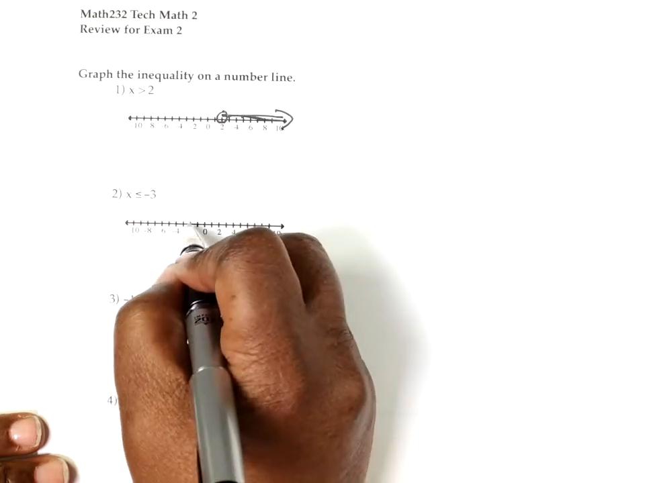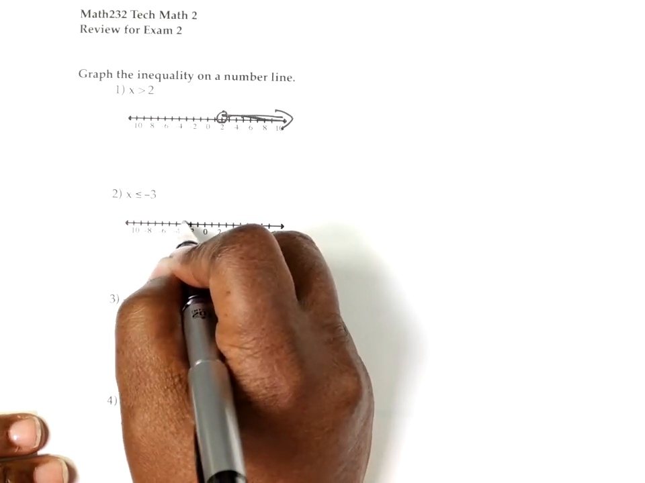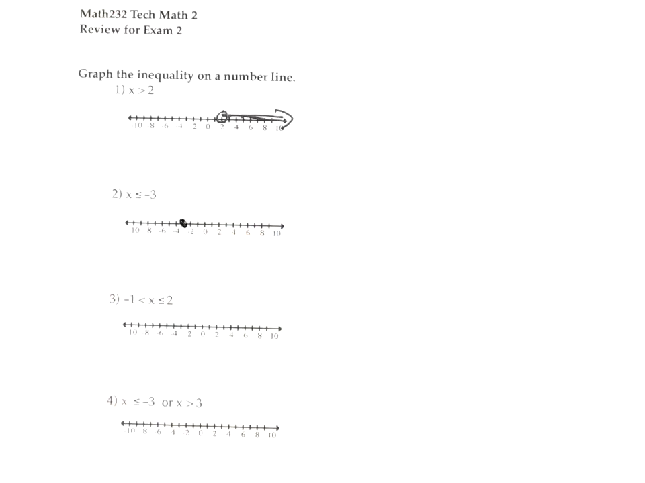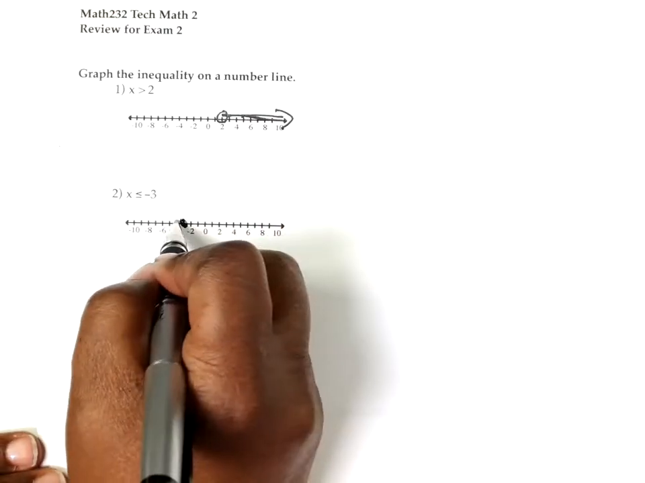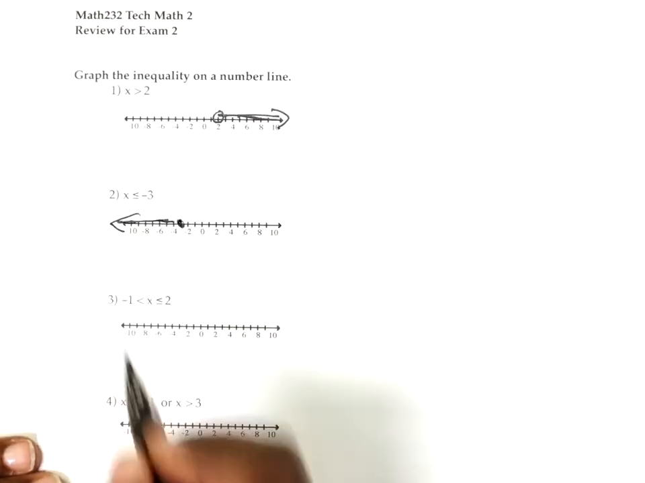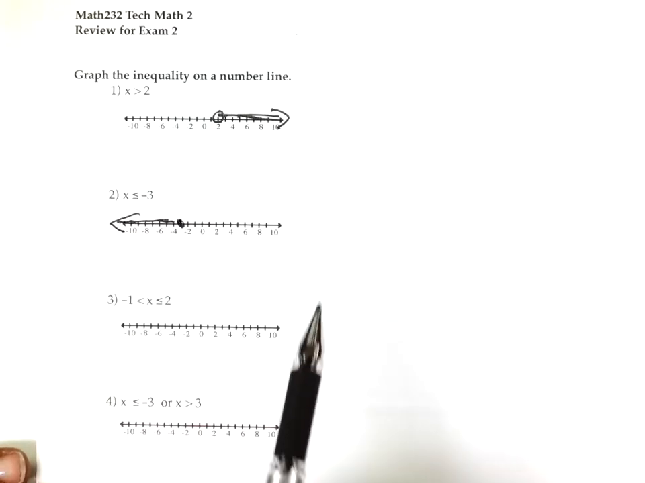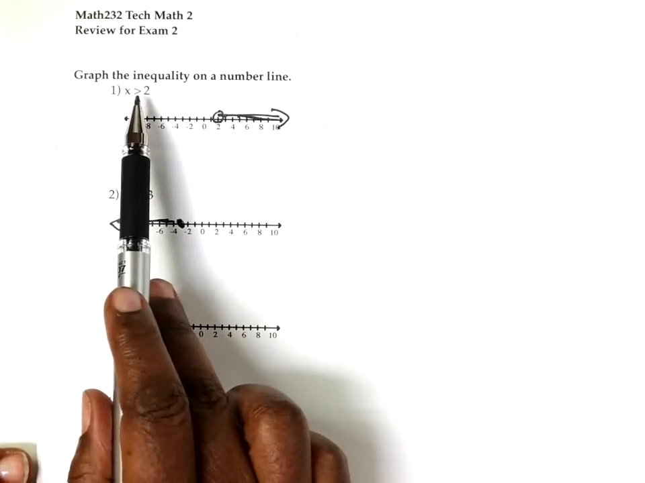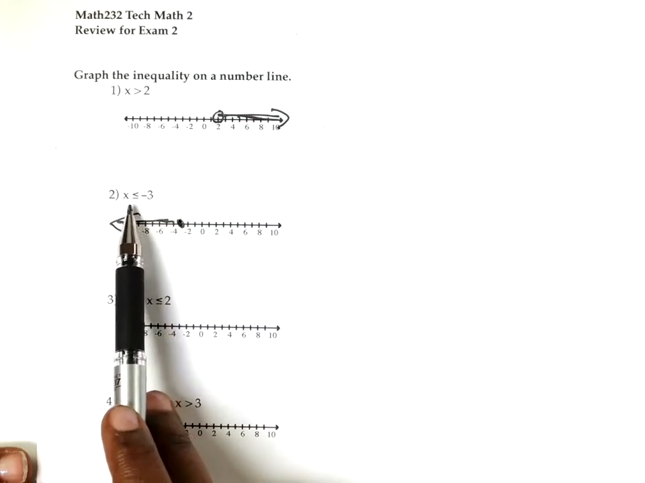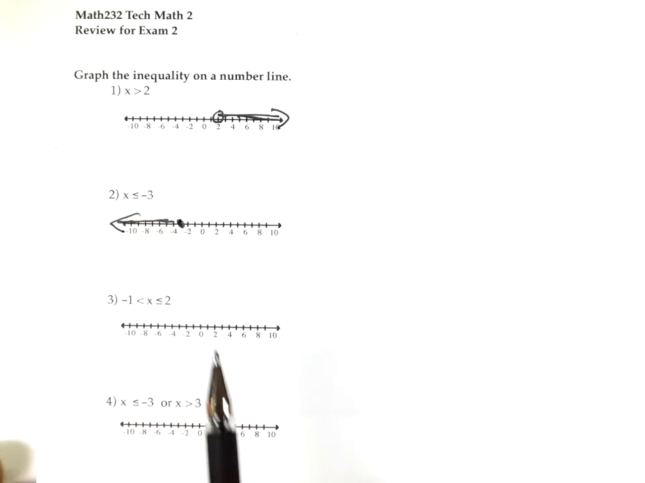So again, I find negative 3, and I have to fill that in, and I'm shading to the left because it's less than. So open circle for greater than or less than, and filled in circle if it has the bar underneath there, less than or equal to or greater than or equal to.